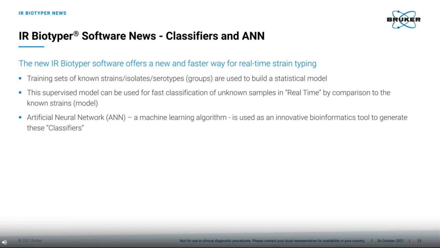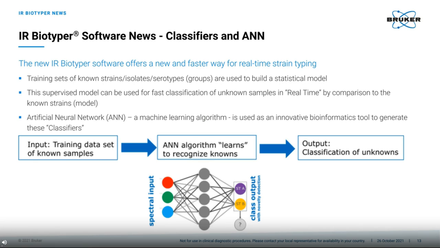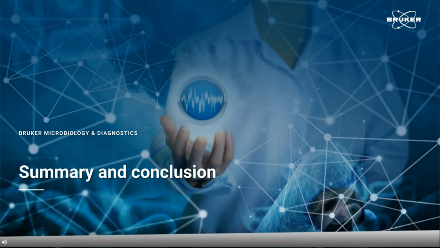And this is based on artificial neural networks. It's a machine learning algorithm. This is a quite innovative bioinformatics tool to generate these classifiers. And if we summarize this, there's an input, it's a training data set, known samples, and then the algorithm learns to recognize these known samples. And as an output, you can classify unknown samples, for instance, for pneumococci serogrouping, for Salmonella, for Legionella and Listeria.